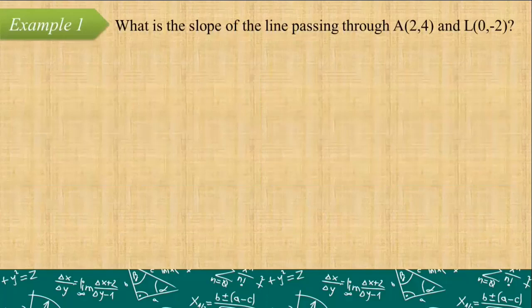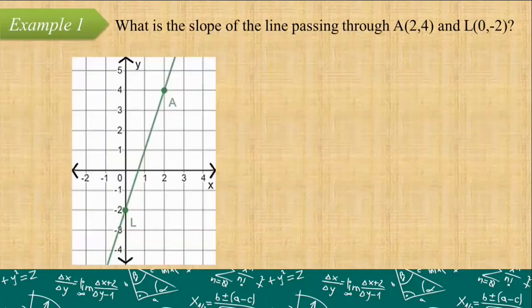Example 1. Let's find the slope of the line na dumadaan sa A, 2, 4, and L, 0, negative 2. So, yan yung line. So, kung mapapansin nyo, mape-predict natin na yung slope na to ay dapat positive dahil yung line ay nagra-rise to the right. So, later we'll confirm kung positive nga ba dapat talaga yung lalabas dito sa computation natin.